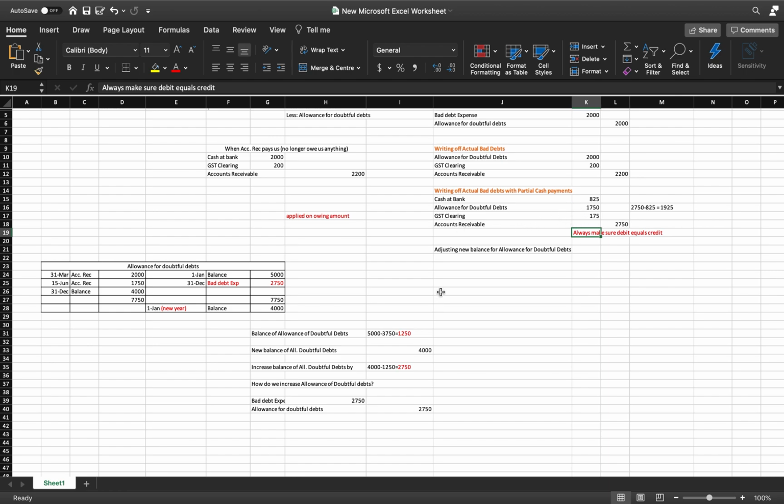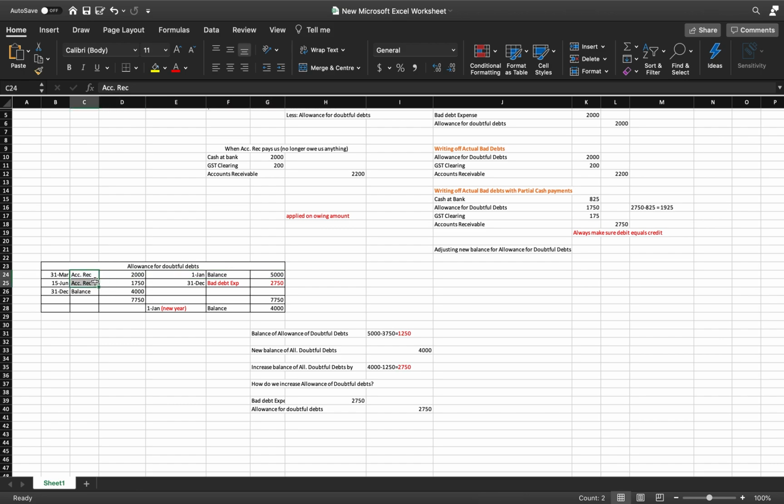Next we talk about adjusting the new balance for allowance for doubtful debts for the next accounting period. So you have a look at this table here. This table is the one that I copied from the textbook, so you will find it relevant later. Now in this case, we have the balance at the 1st of Jan, which is the first of the year, of $5,000 for allowance for doubtful debts. So basically it is saying that they are predicting that this year you will have $5,000 of bad debts.